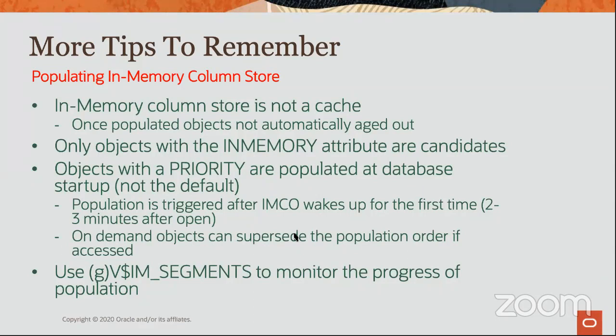Priority is all about initially populating. By default, the priority is none, which says the data is populated when you first access it, but you can alter the priority so that objects are automatically populated when the database starts up. And then we talked about $IM segments, and you can actually monitor that. In my hands-on lab, my example sessions, you can query $IM segments and monitor the progress of population. You'll see the bytes not populated figure progressively getting lower until it gets down to 0.